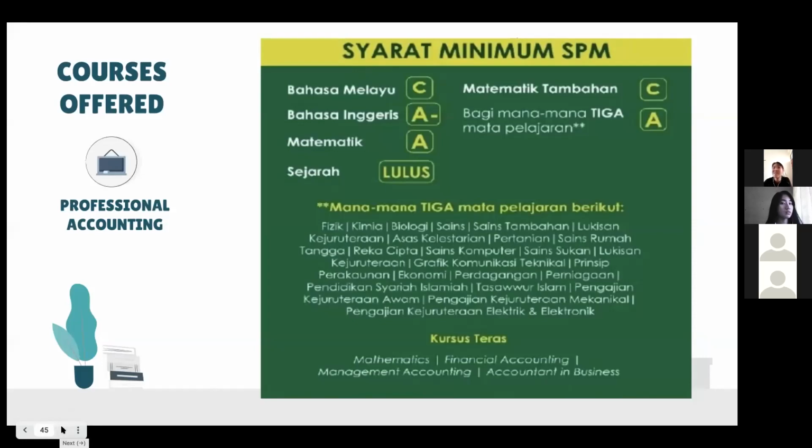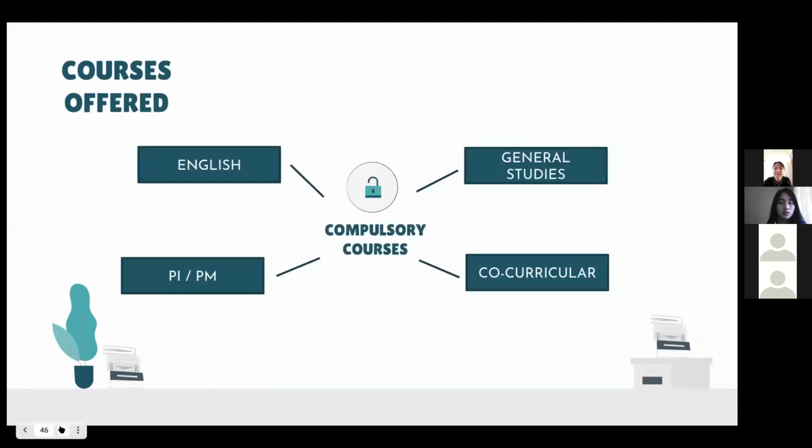Do take note that you need a higher requirement, which is you need 3 A's for your SPM at least, and the others are C's and Lulus. So next, the compulsory courses are the subjects that you have to take throughout the program, which are English, general studies, moral, Pendidikan Islam, and the core curriculum.